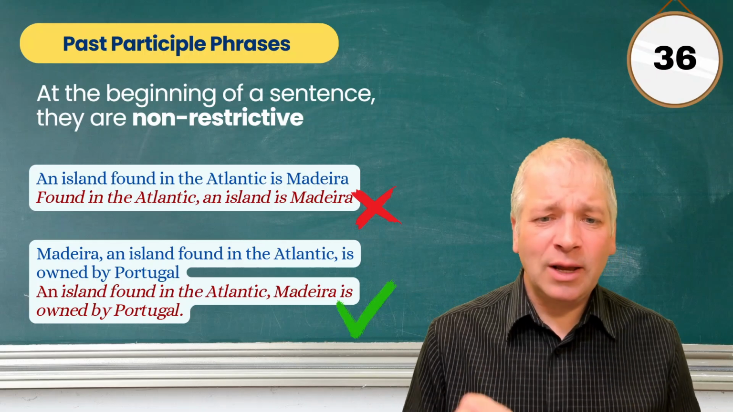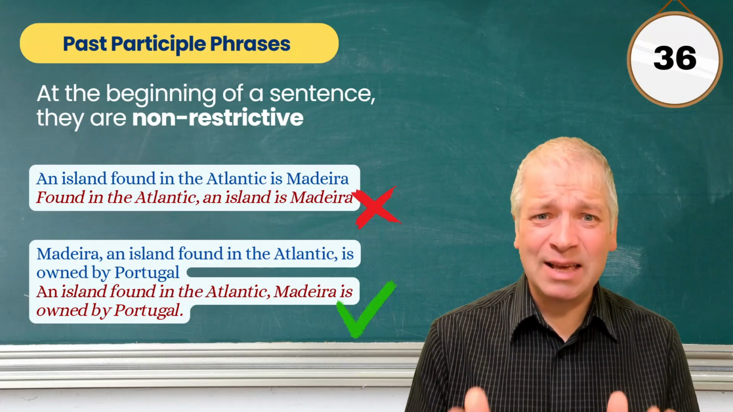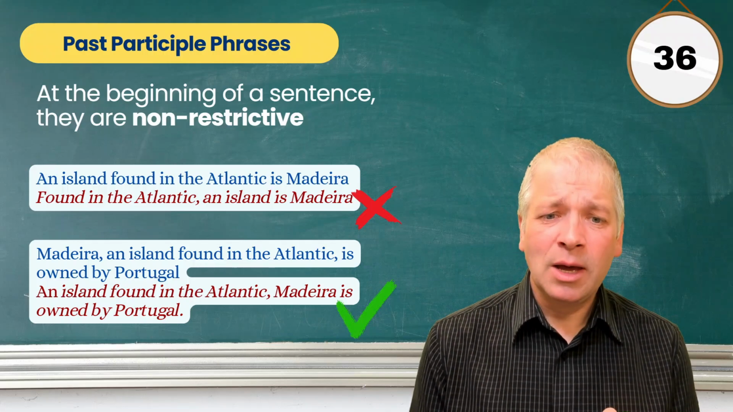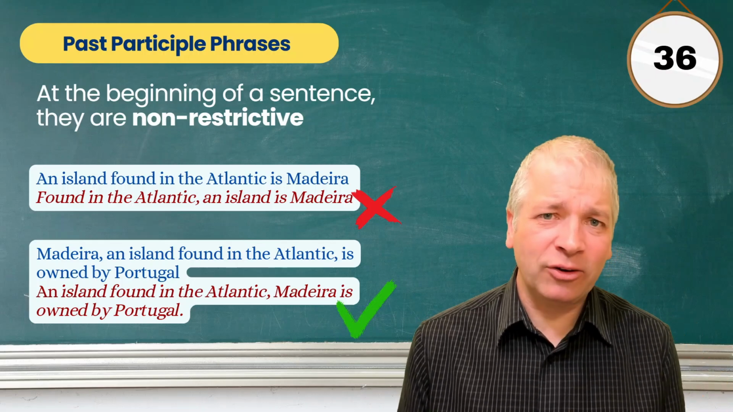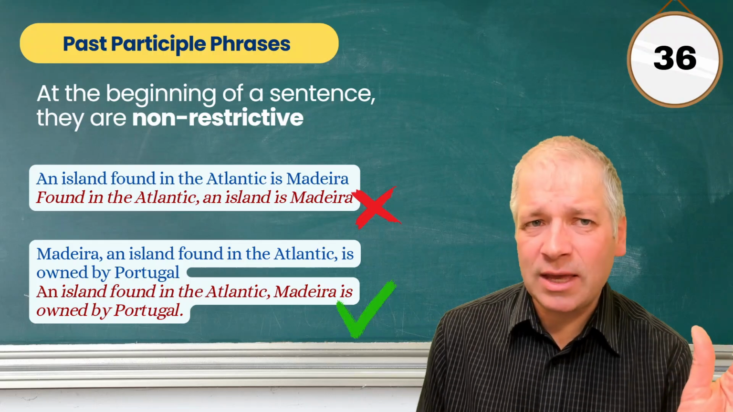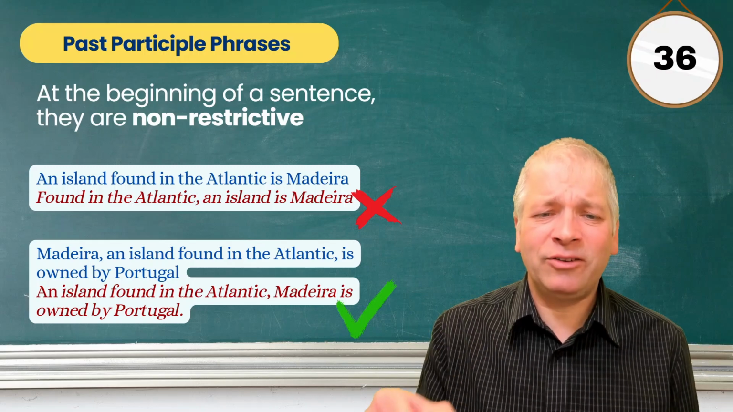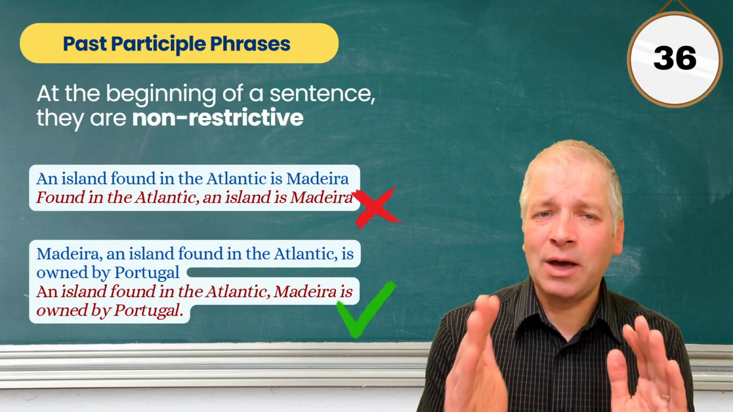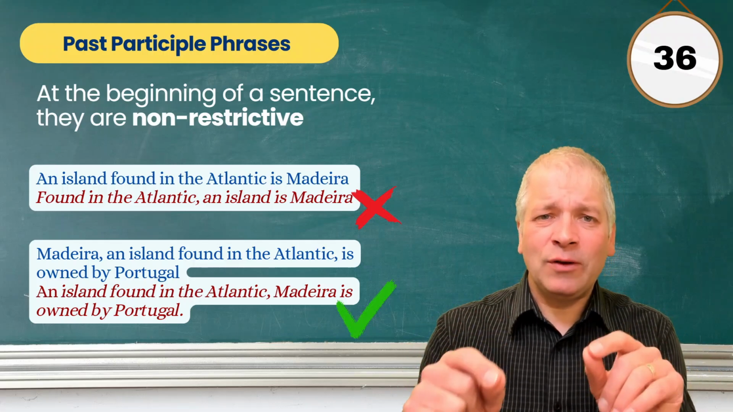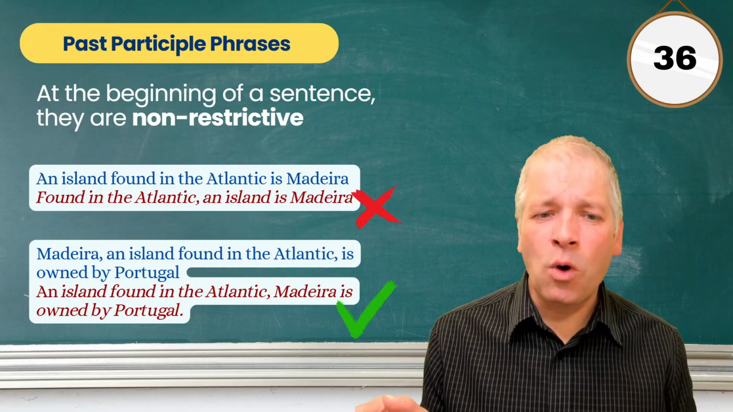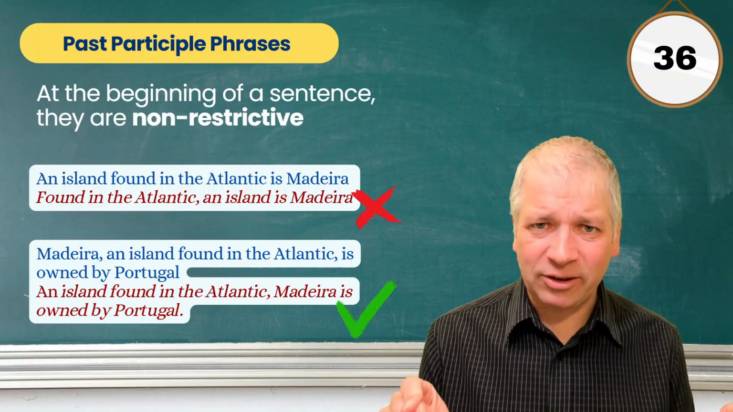An island found in the Atlantic is Madeira. Found in the Atlantic is a restrictive phrase because it tells us what type of island to expect. Not just any island, not an island in the Arctic or Pacific or the Indian Ocean, but an island found in the Atlantic. I am restricting the islands just to the island which is found in the Atlantic. Now, if I try and turn this into a past participle phrase, it doesn't work. Found in the Atlantic, an island is Madeira, is not grammatically correct.